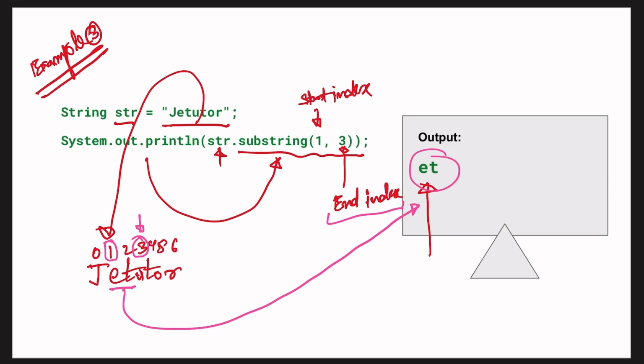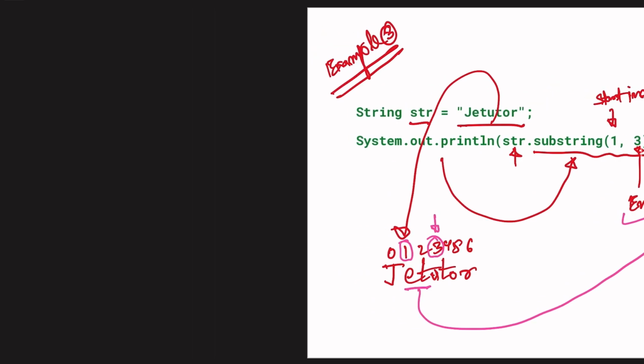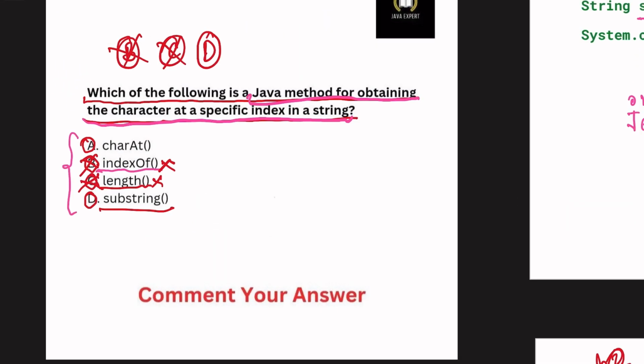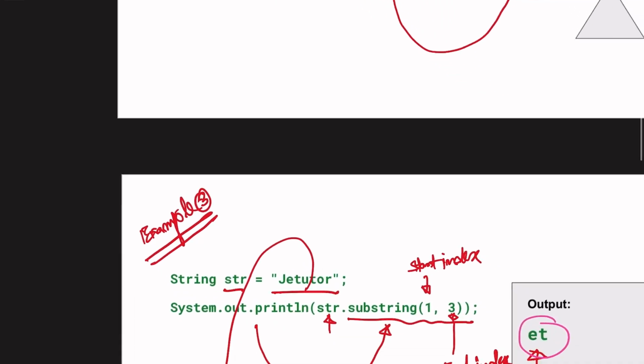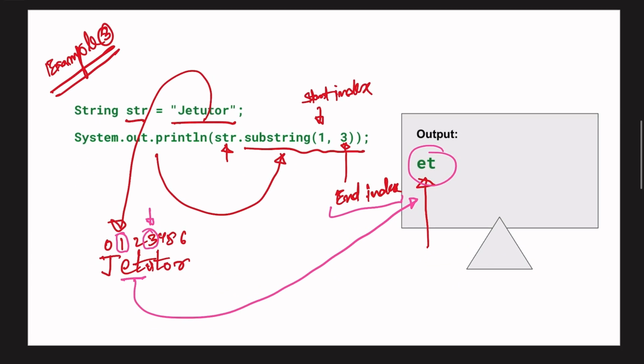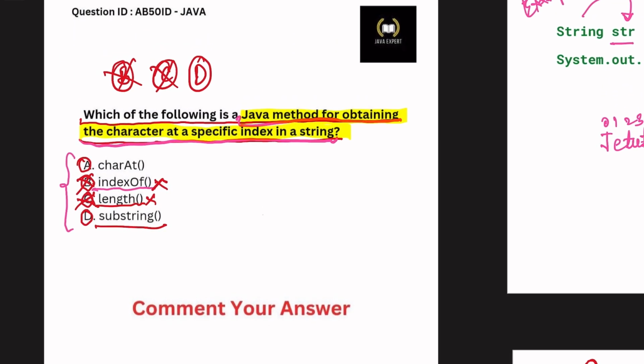Okay, so why is it incorrect? It returns a new string, not a single character, and you have to give a range. And in our question, you can see clearly here, we are looking for a Java method for obtaining the character at a specific index in a string. So that is what we are looking for. But here you can clearly see only ET will be visible, and we have here the range, start index and end index. So that is why option D is wrong.